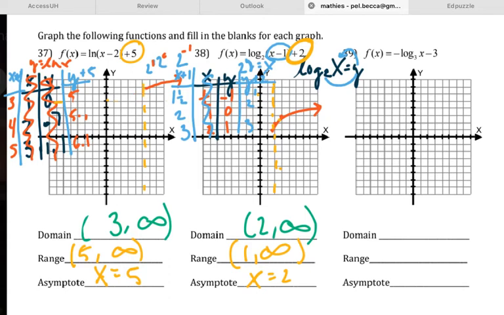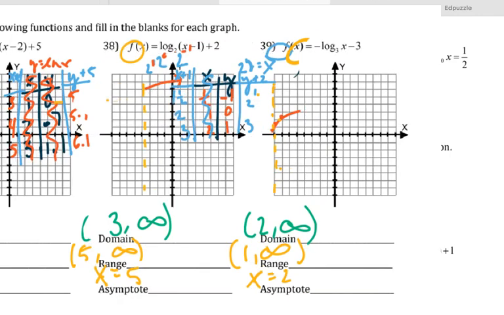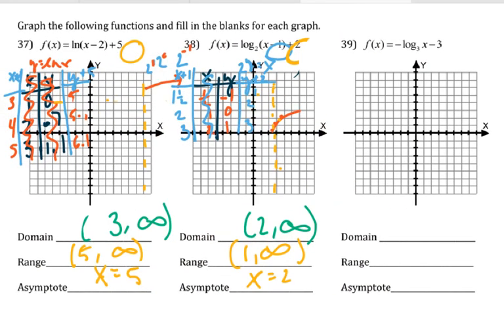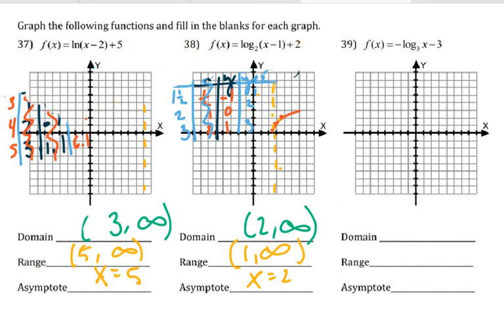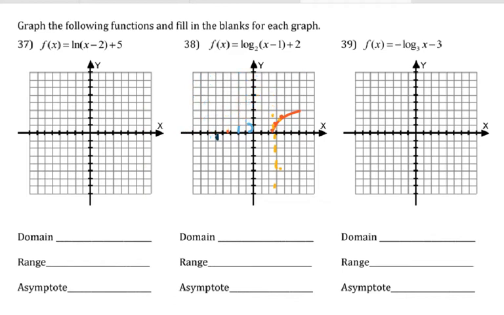Okay, so let's do number 39. 39 is a little bit more difficult. I'm going to erase some of 38 so we've got some more room. In fact, I'm going to just zoom in. Too big. Let's just erase all this. All right, so 39.